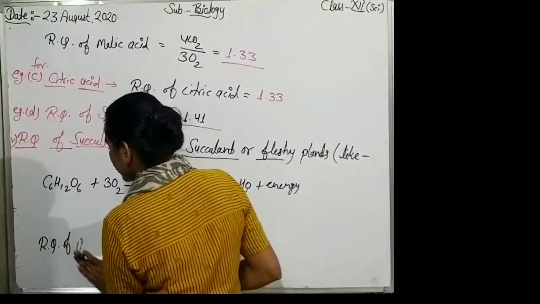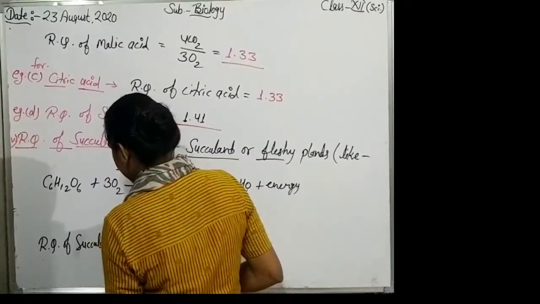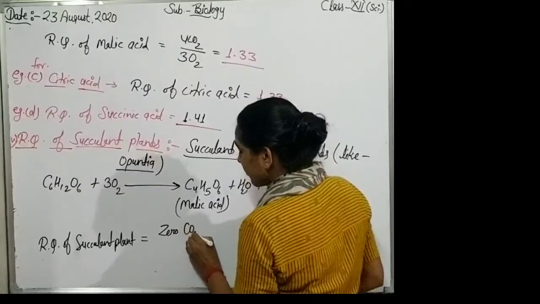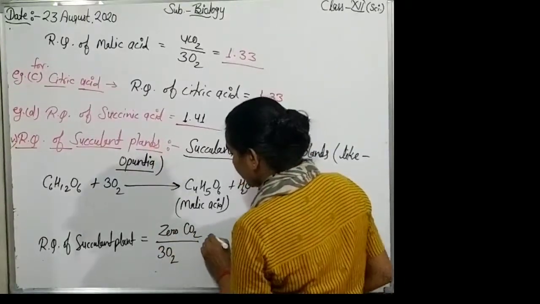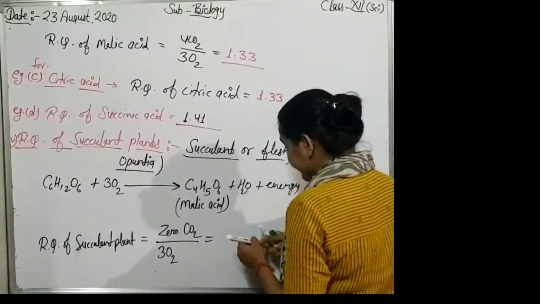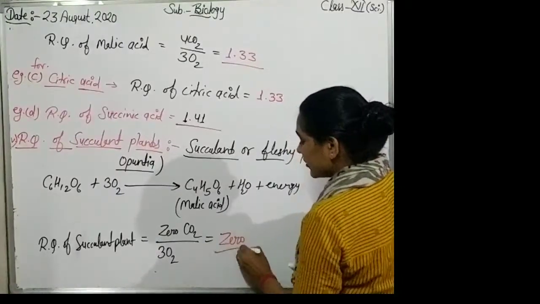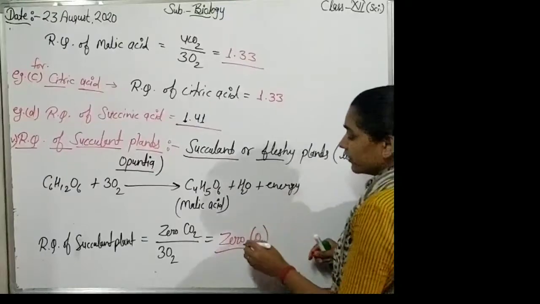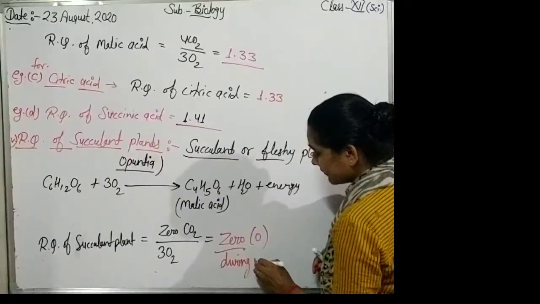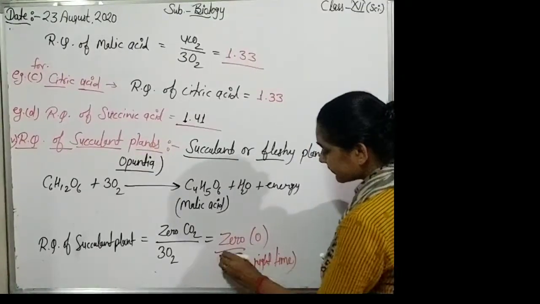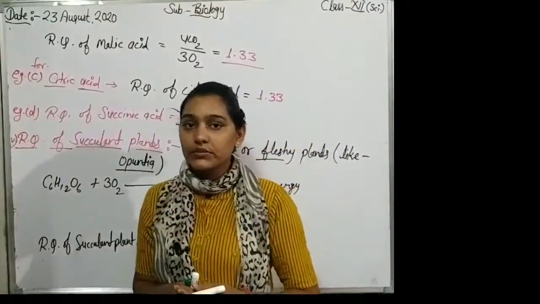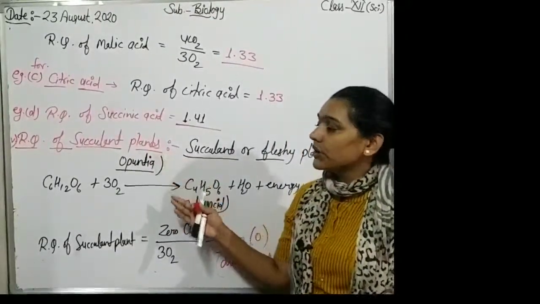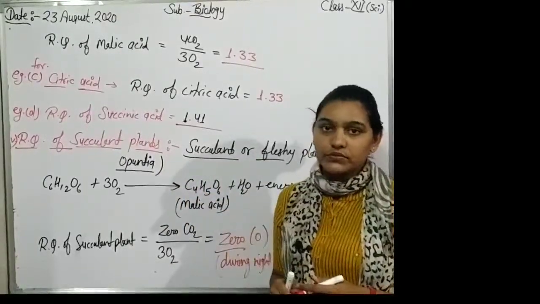RQ of succulent or Opuntia: zero CO2 molecules because CO2 is not released here, and 3 O2. Then RQ is 0. Okay. During night time, complete oxidation of malic acid cannot take place, but during day time malic acid is oxidized completely. Then during day time the RQ of succulent plants is 1.33 and during night time it is 0. Okay.